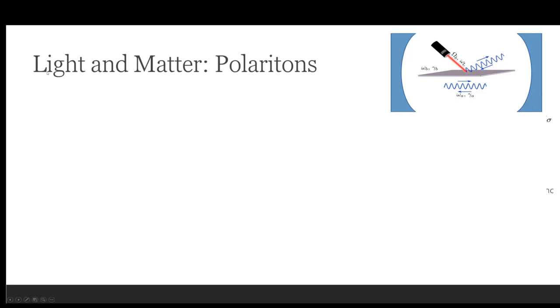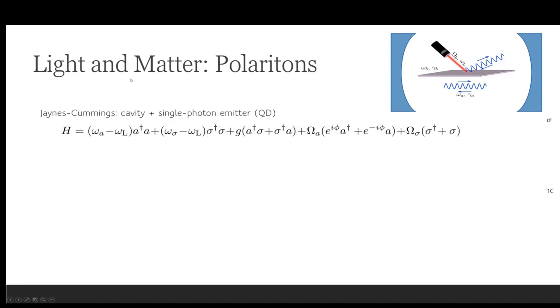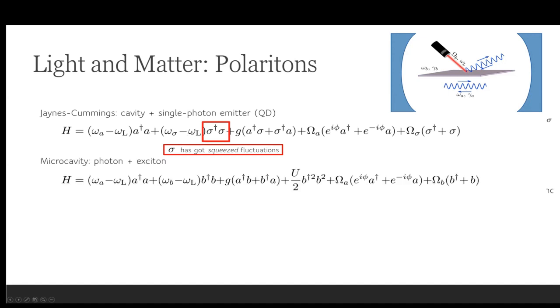In this case, we are combining both a light field and a matter field, and if they are coupled strongly enough, what we are dealing with are the polaritons. One way to do that is to have a cavity and a single photon emitter, which can be a quantum dot embedded in a cavity, and we have this Hamiltonian in which we have added the coherent pumping. Of course, because we are dealing with squeezed fluctuations, we expect that the statistics behave in the same way.